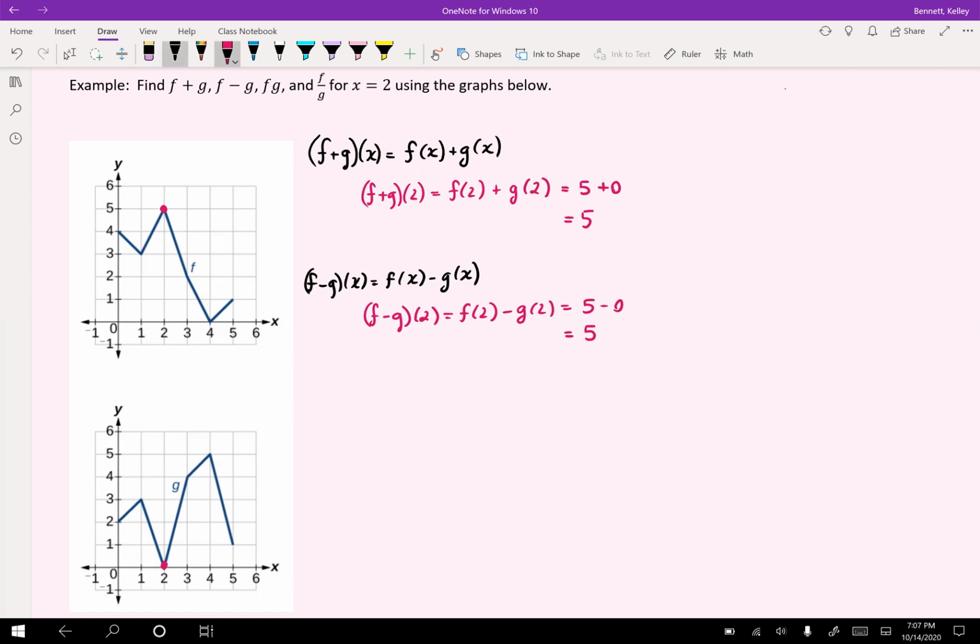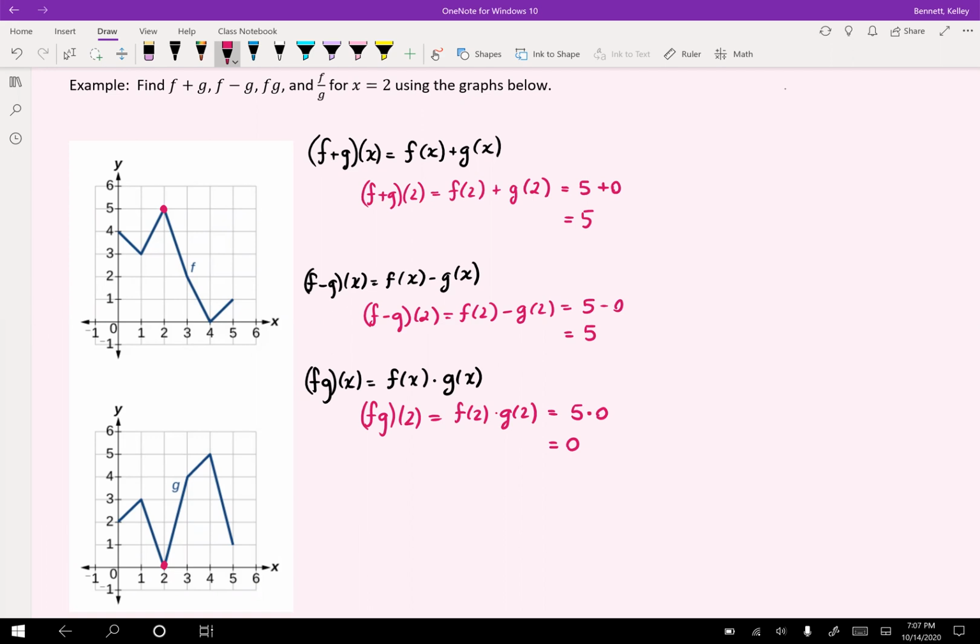Then the next one I want to do is f times g. Remember that's f of x times g of x. So when I use 2, fg of 2 is f of 2 times g of 2. That's going to be 5 times 0, and that's going to give me 0.